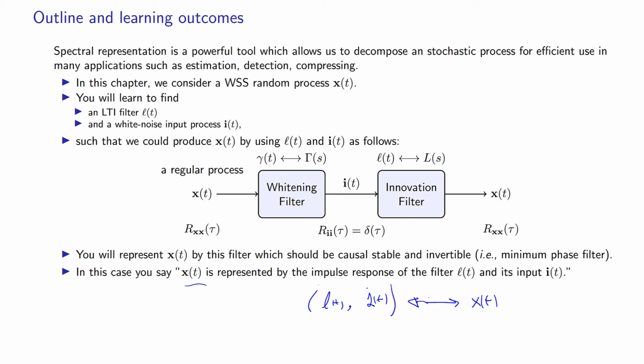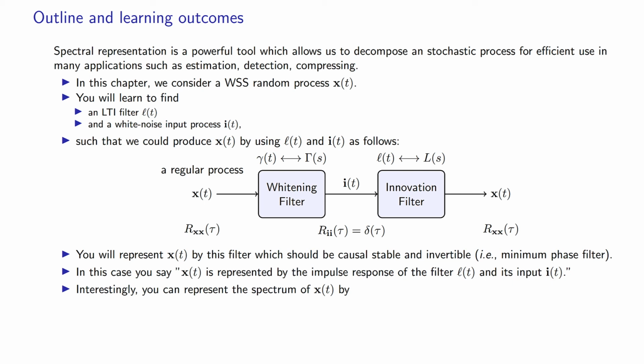In some applications, for instance, in speech processing, lots of information in I of t is barely noise. So quite often, the noise I of t is heavily reduced, and then not all information about I of t is transmitted. Same thing for videos and so on. So interestingly, you can represent a spectrum of x of t using this equation by parameters of the impulse response of the filter and only the variance of the input.